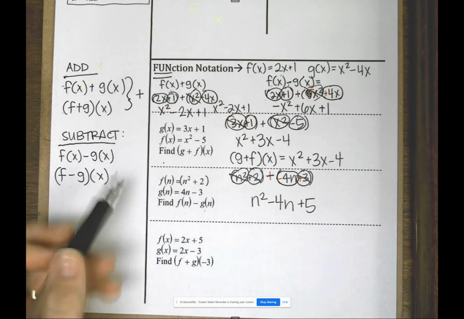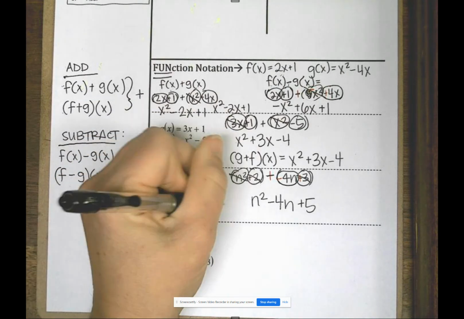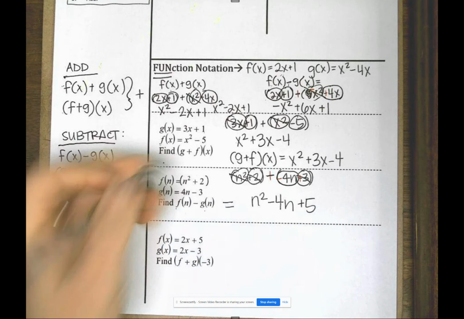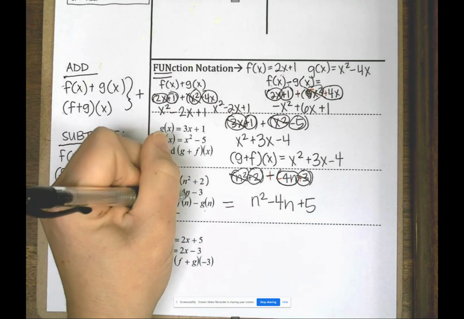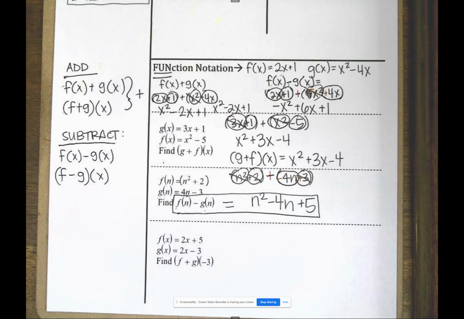And so your solution would be f of n minus g of n equals, that's me being lazy and not wanting to write this out one more time. That would be your solution.